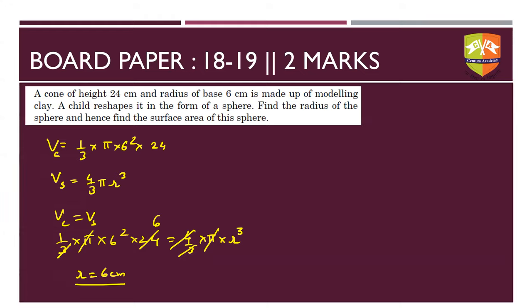And the surface area of this sphere: 4 pi R square, 4 into 22/7 into 36. Correct. So how to do it? 4 into 2 is 8, 8 into 6, 11 into 8, 6 are 48, 288 divided by 7. So this is somewhere around 41.1. So 11 times this, so 44.